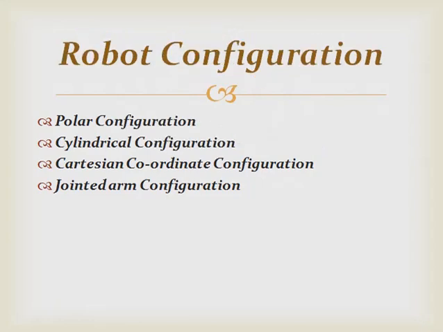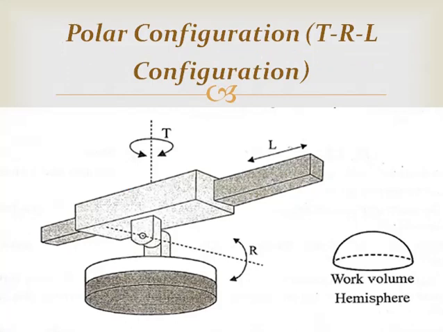We will take the polar configuration system first. You can see the representation over here. The polar configuration uses a telescopic arm that can be raised or lowered about a horizontal joint. You can see from the diagram. This robot consists of one linear prismatic joint. The linear prismatic joint is indicated as capital L, a rotational joint is indicated as capital R, and a twist joint is indicated as capital T, and hence it is called a TRL configuration.